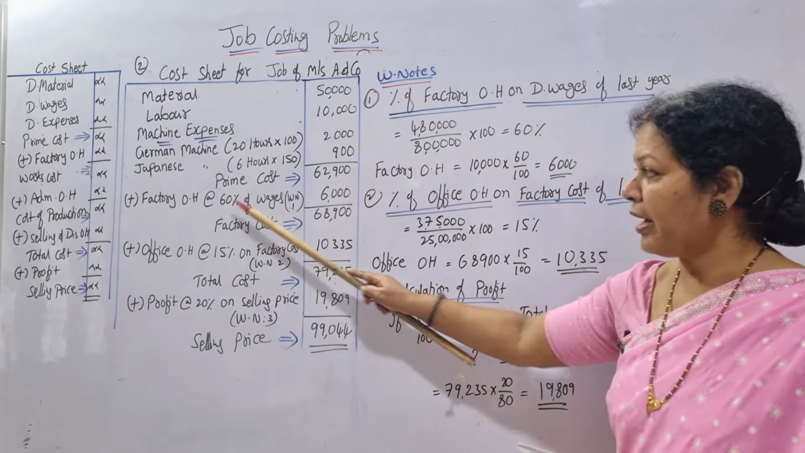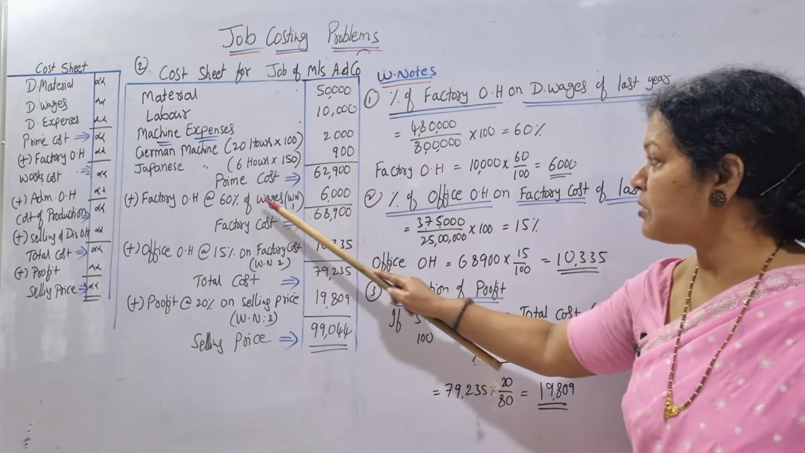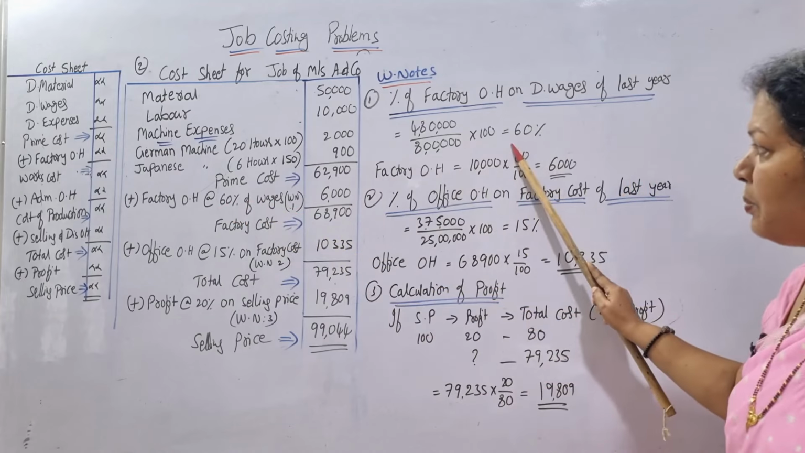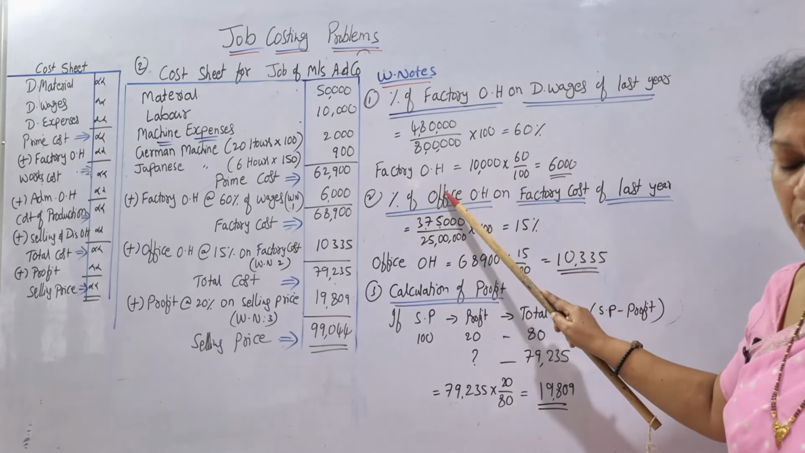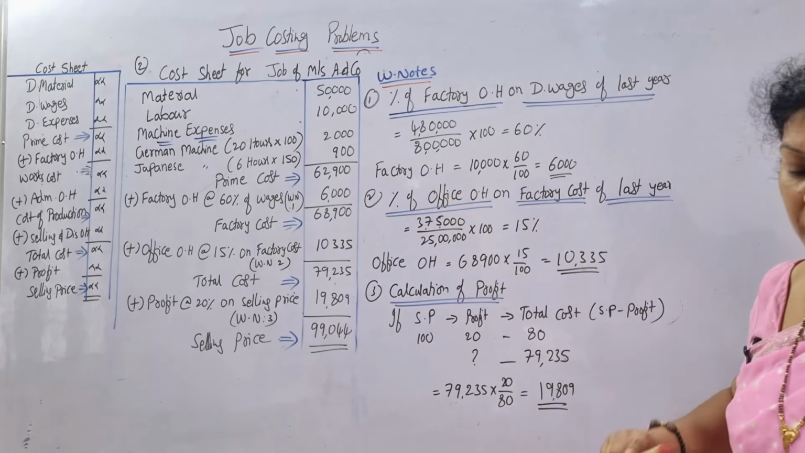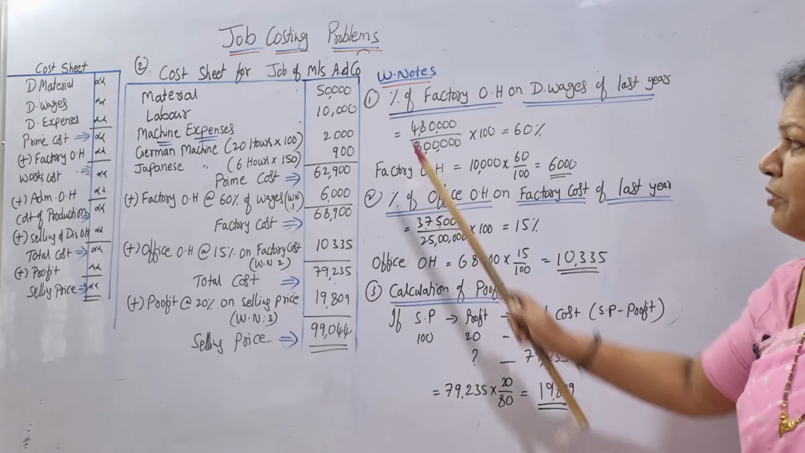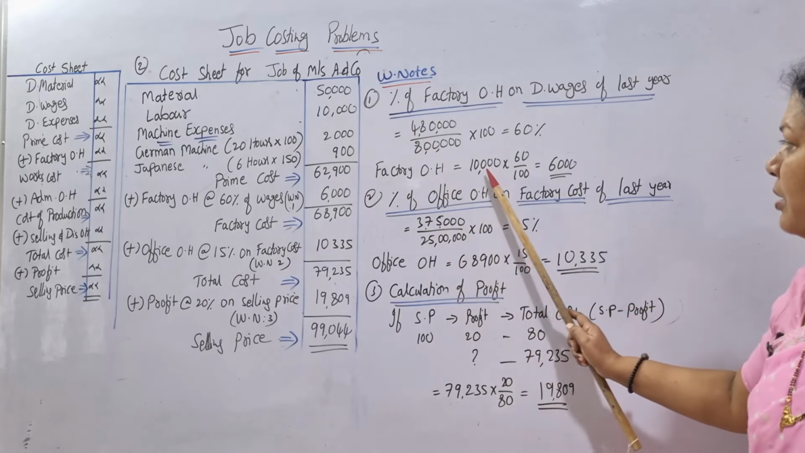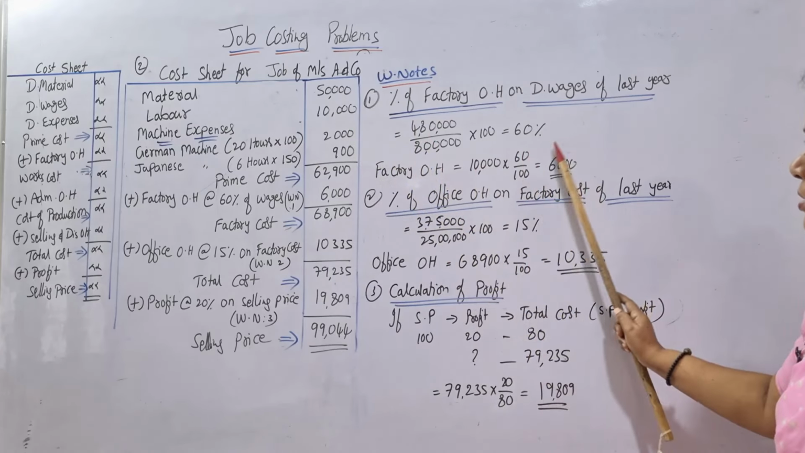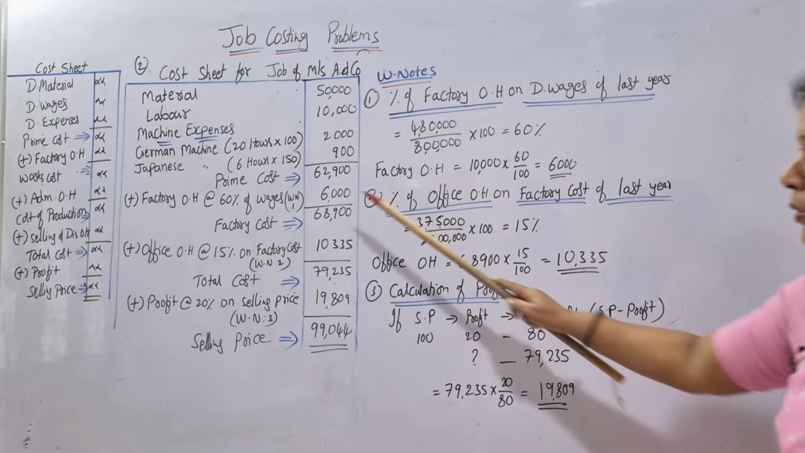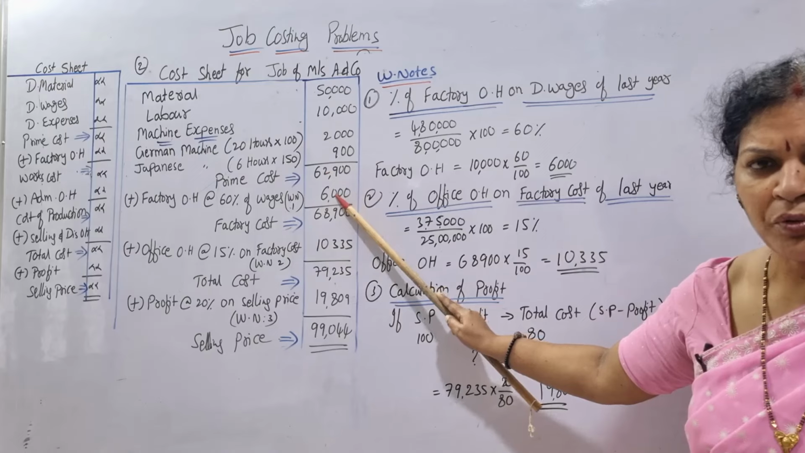So this is direct wages, and factory overhead is 60%. Now you calculate the factory overheads. Last bit, they said 4 lakh 80,000 as factory overheads. Wages here means nothing but labor. So 10,000 into 60% comes to 6,000. That 6,000 is the factory overheads. Prime cost so far we got.